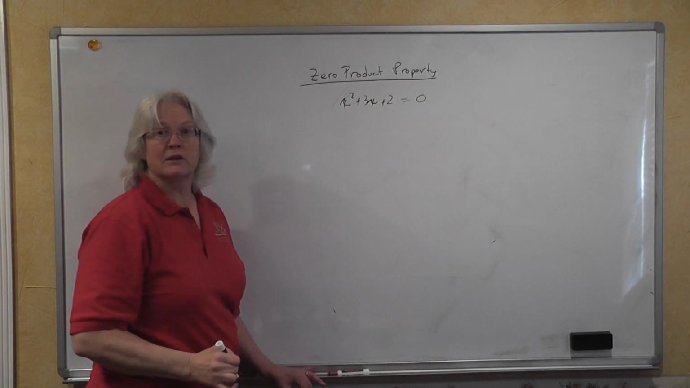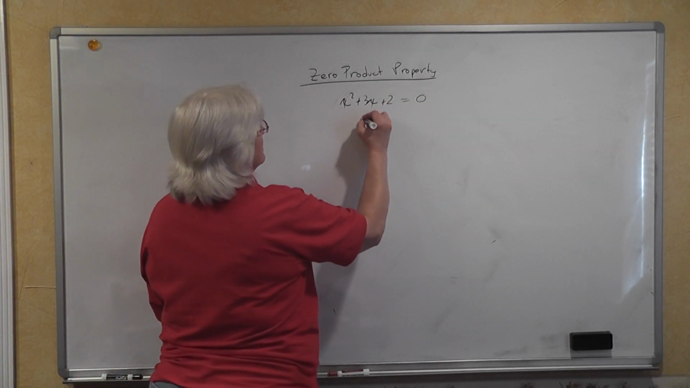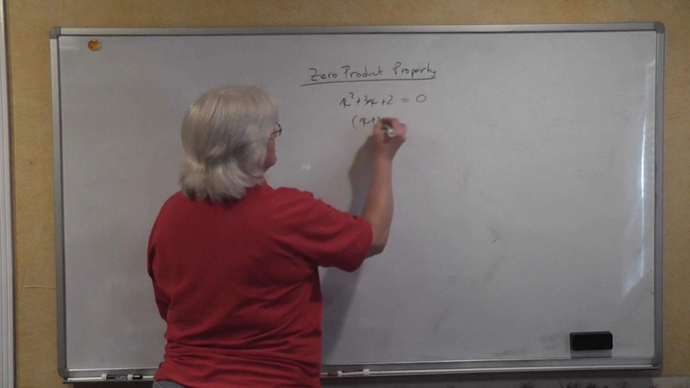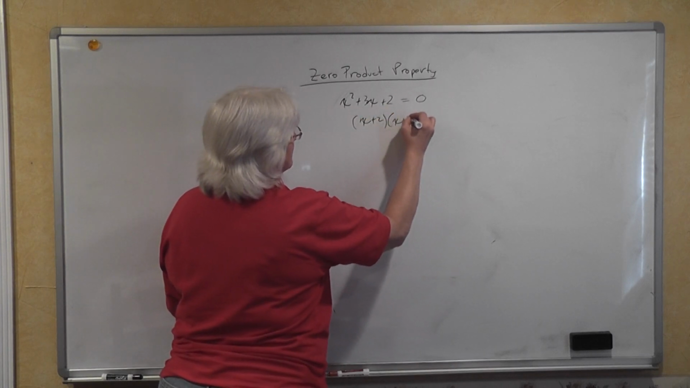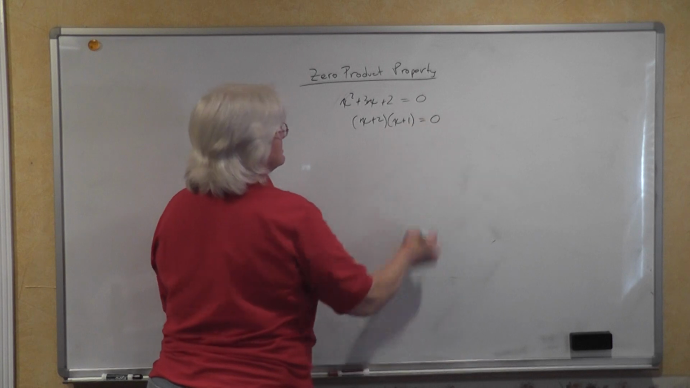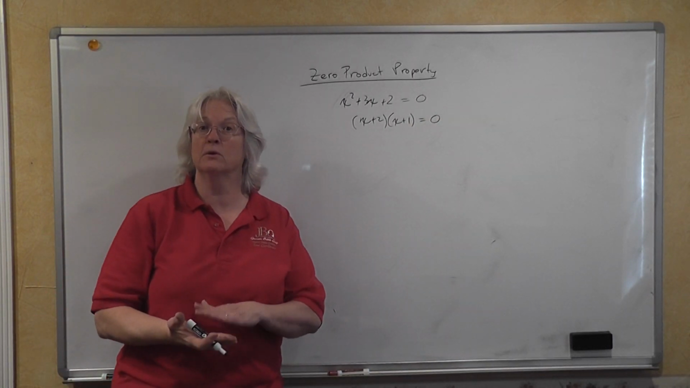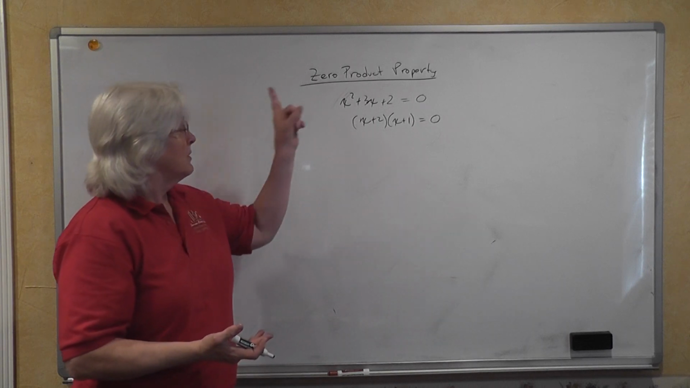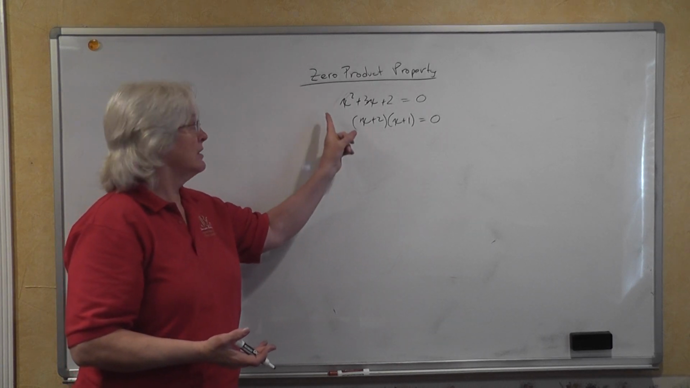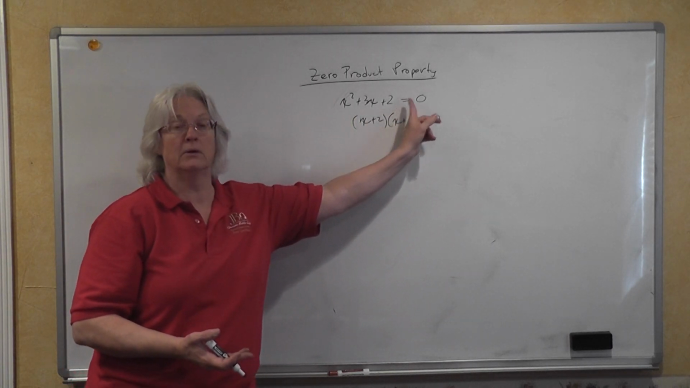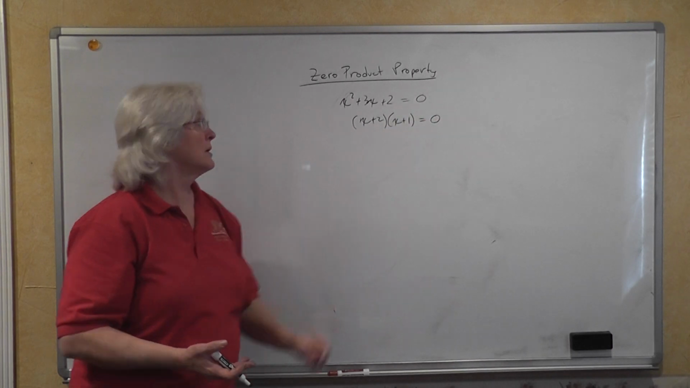X squared plus 3x plus 2 is equal to 0. X plus 2 times x plus 1 is equal to 0. And then you would have the solutions, x is a minus 2 or it's a minus 1. With the zero product property, the polynomial has to be equal to 0.